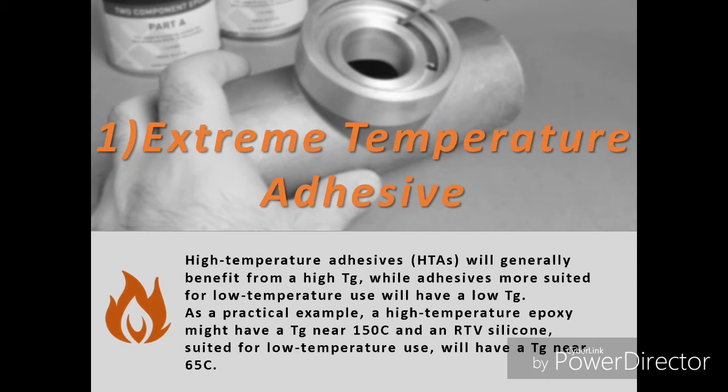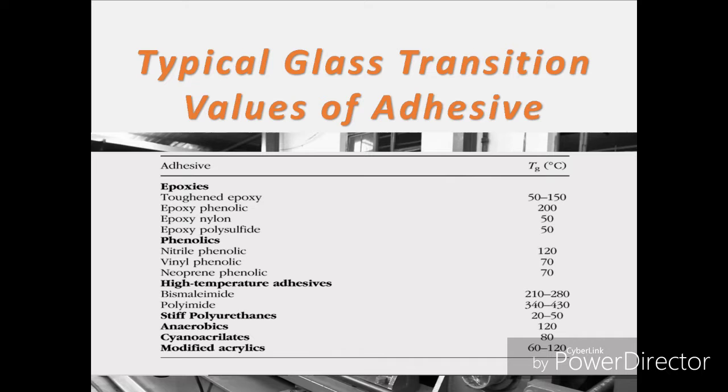First, extreme temperature adhesive. Adhesive with a high Tg are suitable for high temperature use, while adhesive with low Tg are suitable for low temperature use. For example, a high temperature epoxy might have a Tg near 150 Celsius, and RTV silicone suited for low temperature use will have a Tg near minus 65 Celsius. These are the typical glass transition values of adhesive. Polyimide with the highest value of Tg are suitable for high temperature adhesive.